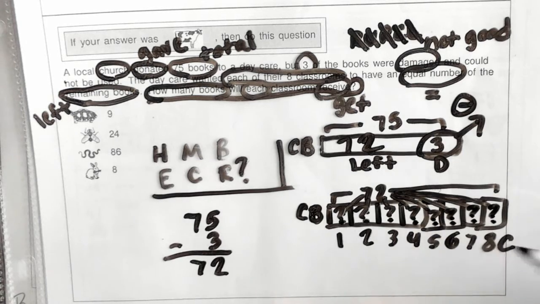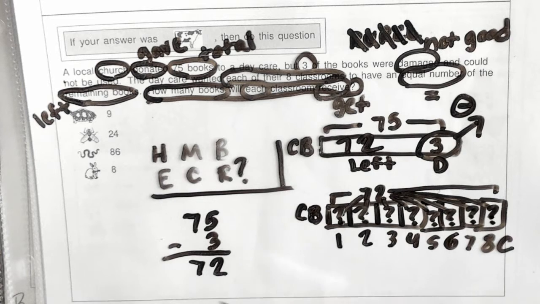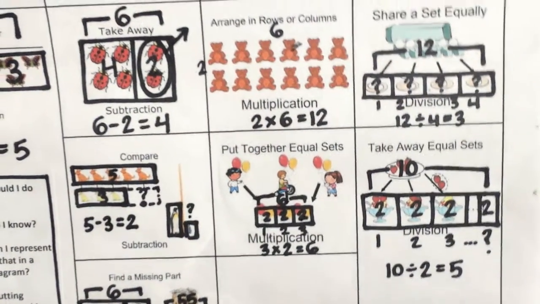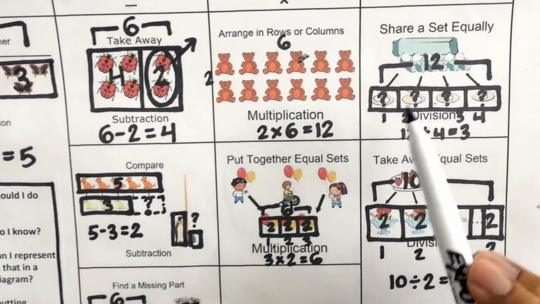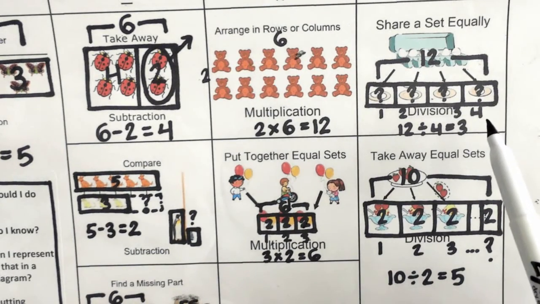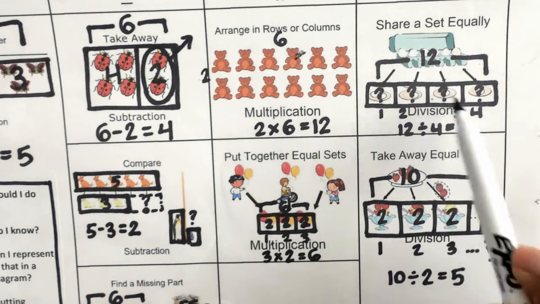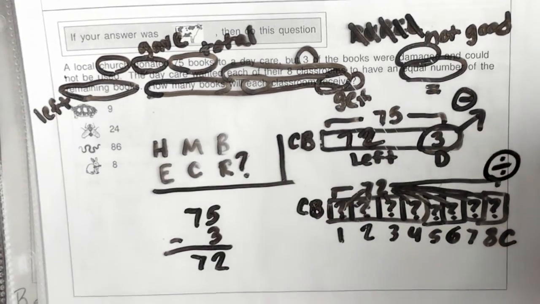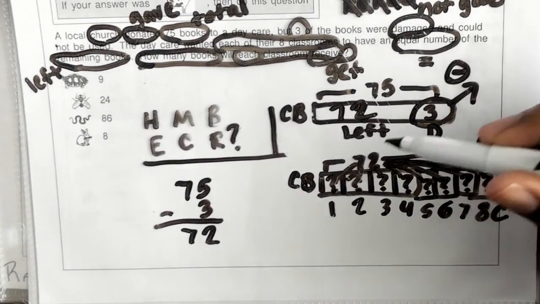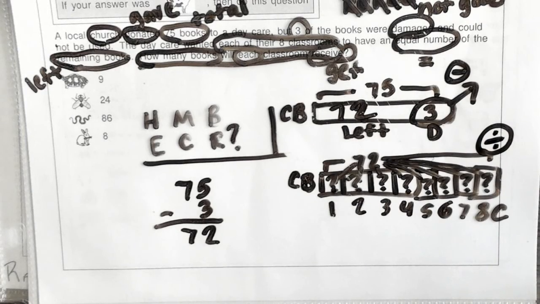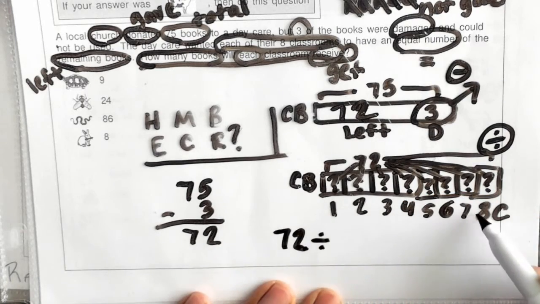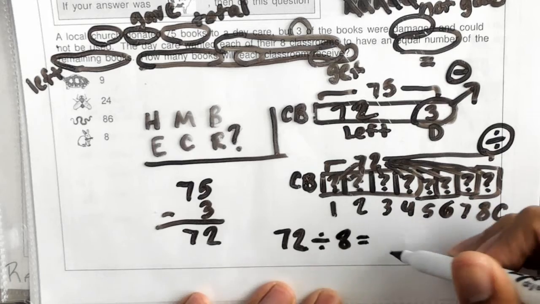Once my picture is done, I can tell that there are a whole bunch of question marks, and I can go ahead and match this up with something on my action poster. The action that it matches up with is share a set equally, because I see nothing but question marks, but I do know my number of groups, and I do know my total number. The operation for that is division, so I need to write my clue off to the side. Remember that when we share from our total. So my number sentence is going to be a total of 72 shared equally with 8 groups equals our quotient.